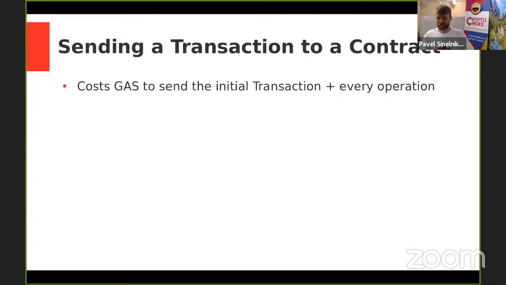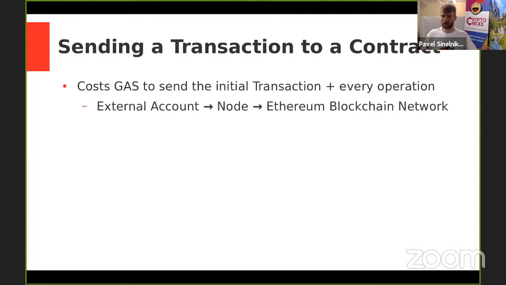Sending a transaction to a contract costs gas in order to send the initial transaction plus every operation involved. Notice that it also costed additional gas in order to process. It costed 21,000 gas as a base transaction and 19,000 gas for additional interaction with the contract. So 40,000 gas total. It goes from an external account to a node to the Ethereum blockchain network.